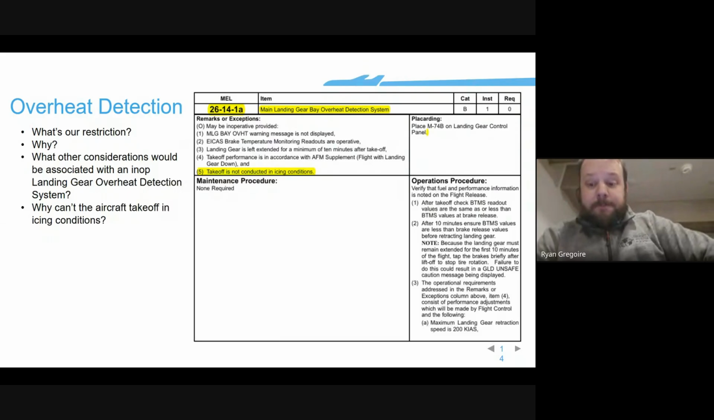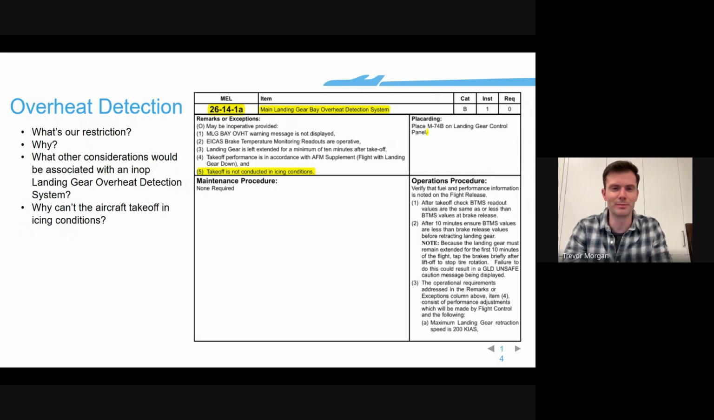Now, here's the good question. Why? Because if we're worried about the main landing gear overheating, wouldn't icing conditions reduce the risk of it overheating? Why would we not want to take off with this MEL in icing conditions? And I'll give you a hint. The reason is also in the remarks section. Trevor. Yeah, it says that the landing gear needs to be extended for a minimum of 10 minutes after takeoff, which would probably be problematic to retract if it was. Correct.